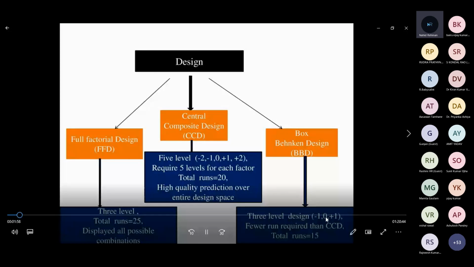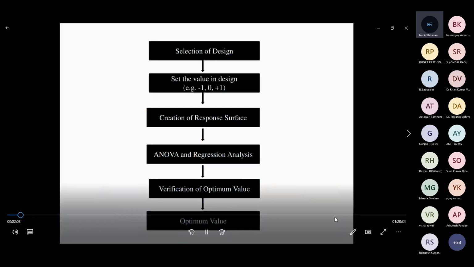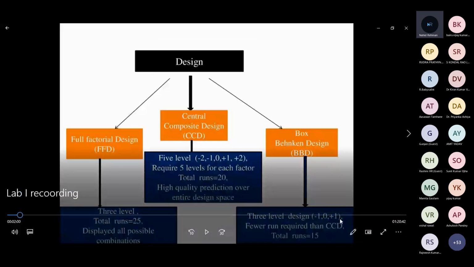What should be the difference between 0 and plus 1 and minus 1? The only condition is that the distance on both sides must be the same. That means if the optimum pH is 6 and you are keeping plus 1 at 7, then minus 1 will be 5. So it will be 5, 6, and then 7. If you are optimizing, let us say, three parameters in one experiment, then you will have to run just 15 experiments at a time. And according to the notation, it is called the number of runs.